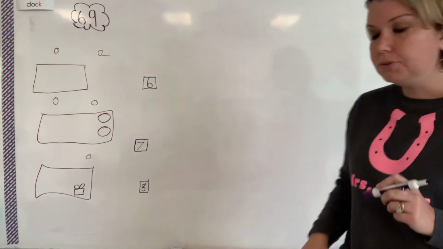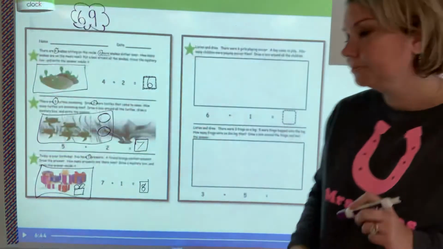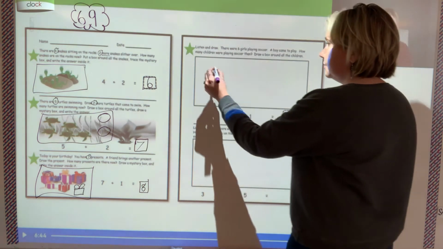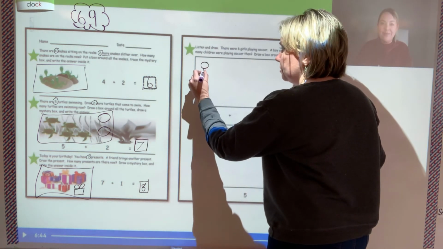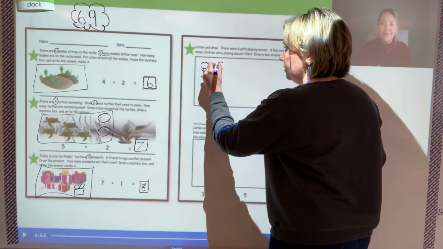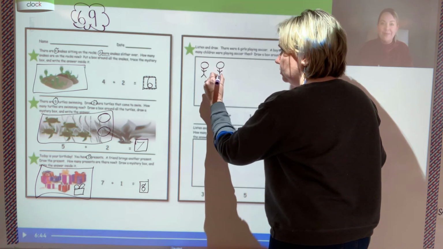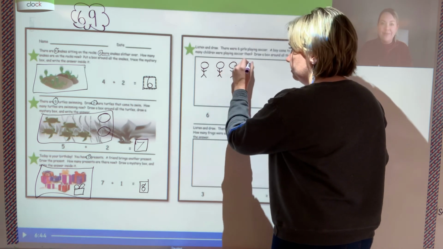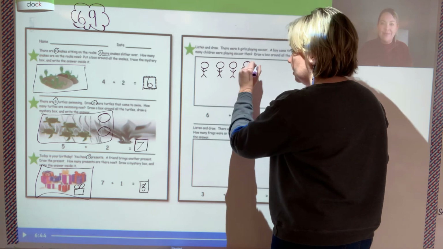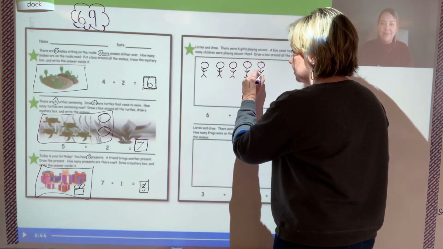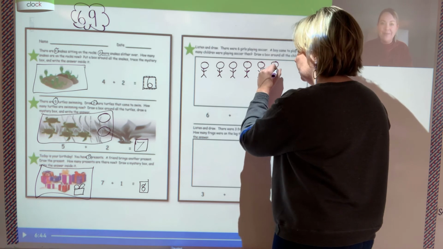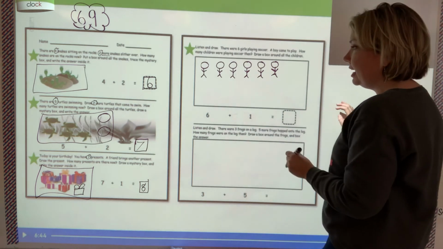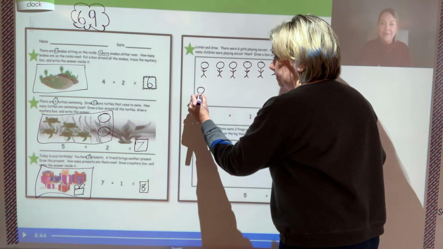Okay, I'm going to do it too. There were 6 girls playing soccer. So I'm going to draw, maybe I'll do a stick person. Maybe that's what I'll do. 1, 2, 3, 4, 5, 6. A boy came to play. I'm going to draw him down here.